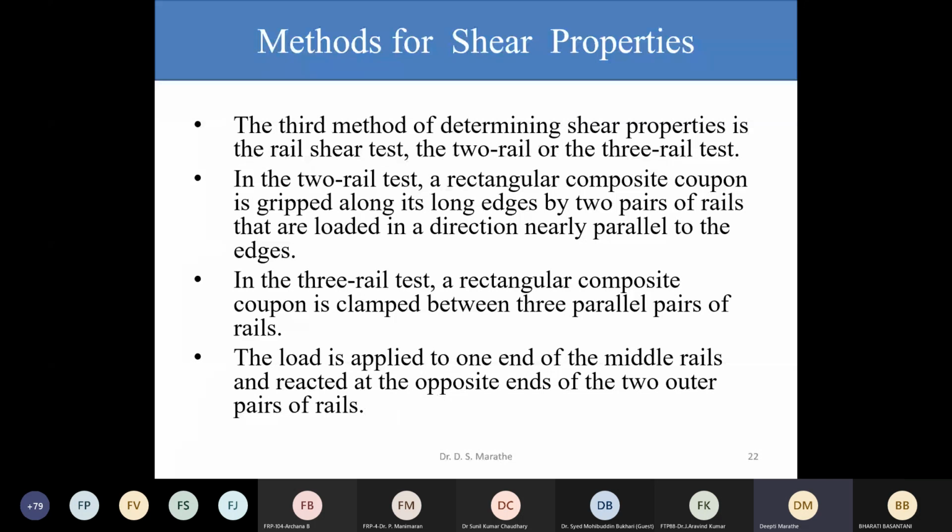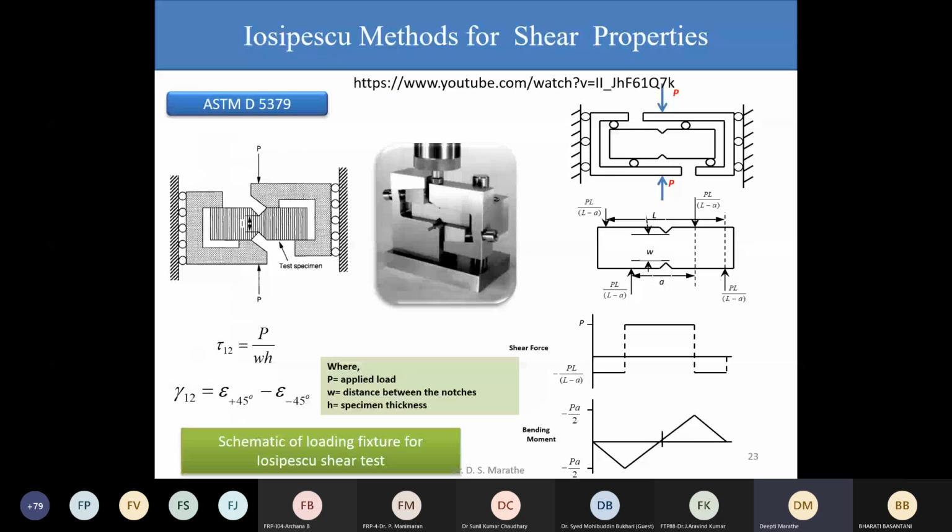The next method that I am going to discuss here comes very close to applying pure shear. If I see this figure, I have a sample which has a double notch. Now, we know very well that when I create a notch anywhere, I create an area of stress concentration. So with these notches, this is my gauge length, and here I have created the area of stress concentration. You can see this W, this is my gauge length.